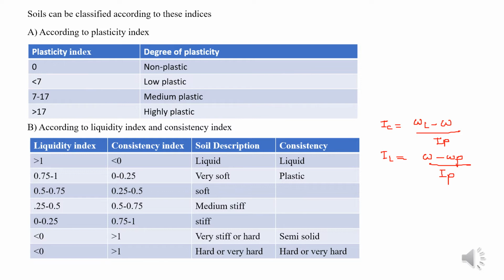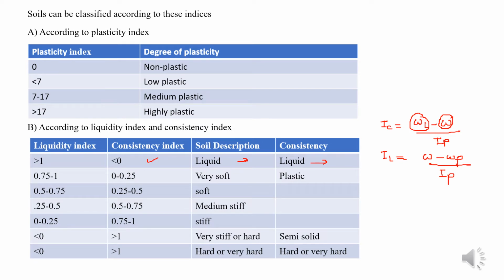Now, when we say that my IC is negative, right? So we see from the very first row that my IC value is less than 0. That is, my IC is negative. This implies my natural water content of the soil is greater than that of liquid limit. That is, the soil mass will behave like a liquid. That is, it has no shearing strength, and upon disturbance the soil will just flow like a liquid.